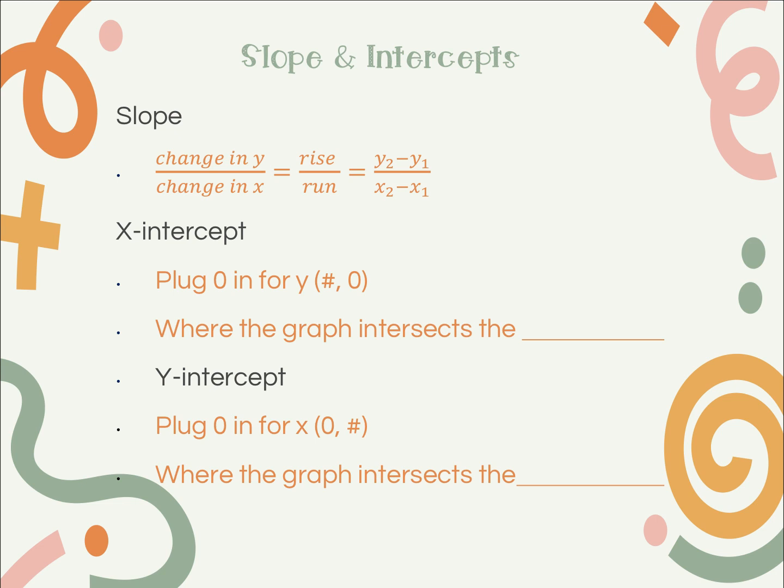What does the word constant mean? The same every time. A linear function, a line, anything with x to the first power, has a constant slope. That means it's the same. Up 2 over 3, up 2 over 3, up 2 over 3, every single time.